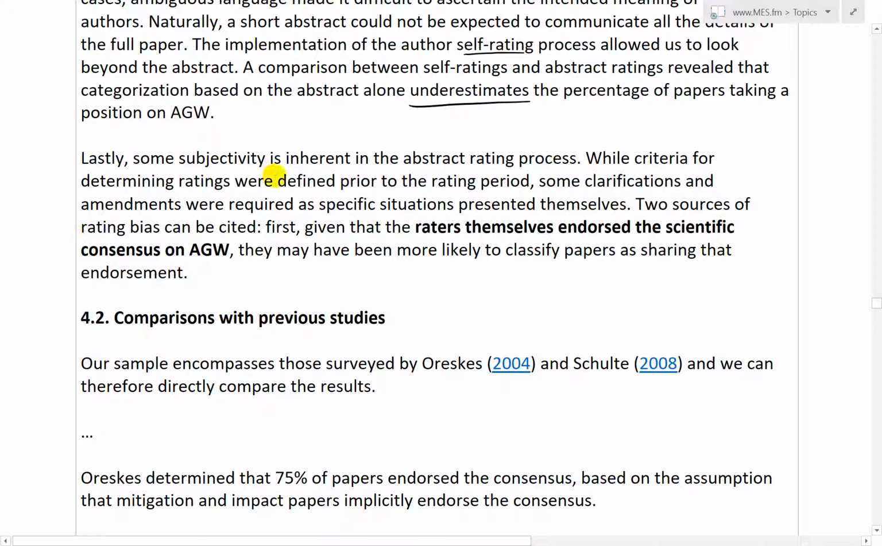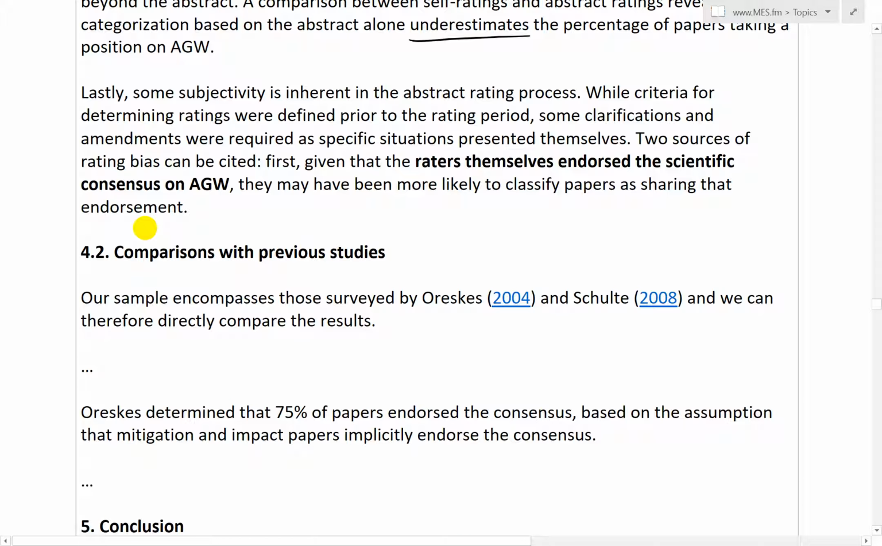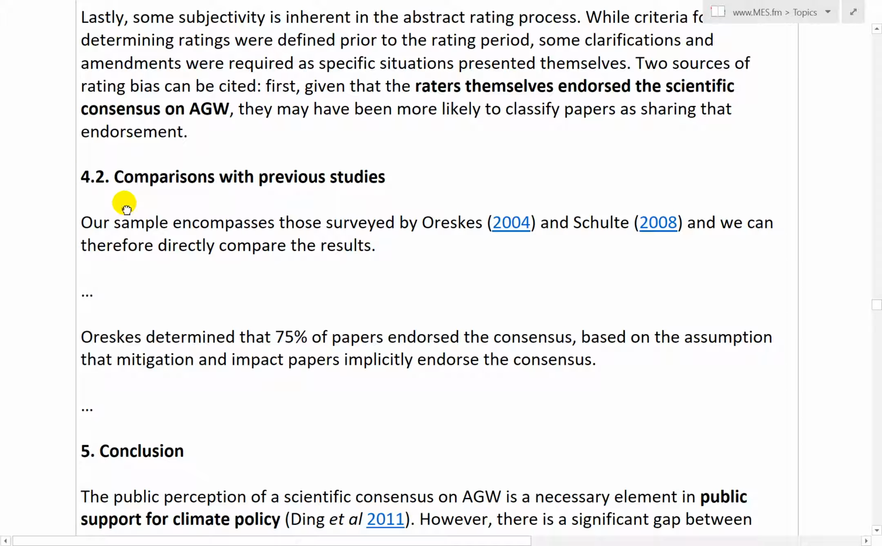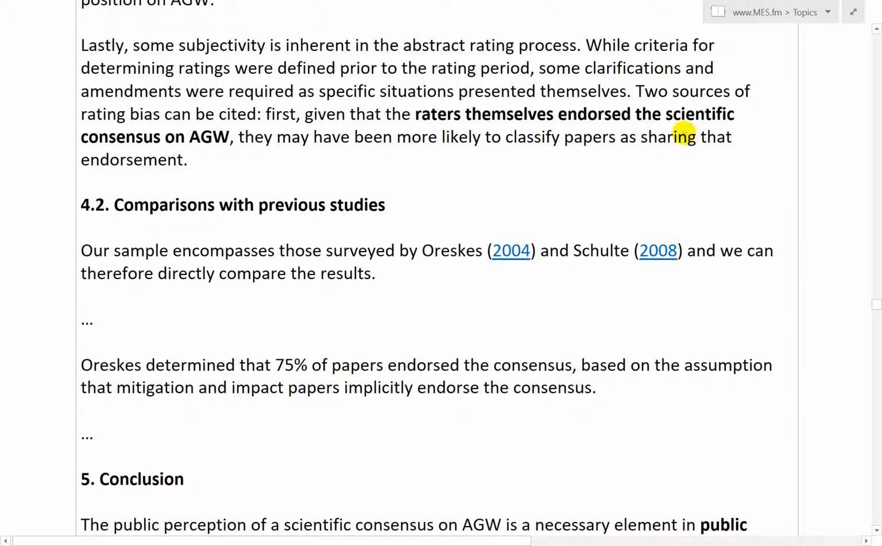Lastly, some subjectivity is inherent in the abstract rating process. While criteria for determining ratings were defined prior to the rating period, some clarifications and amendments were required as specific situations presented themselves. So yeah, two sources of rating bias can be cited. First, given that the raters themselves endorse scientific consensus on AGW, so the raters are obviously going to be for AGW, they're involved in the study, they may have been more likely to classify papers as sharing that endorsement.